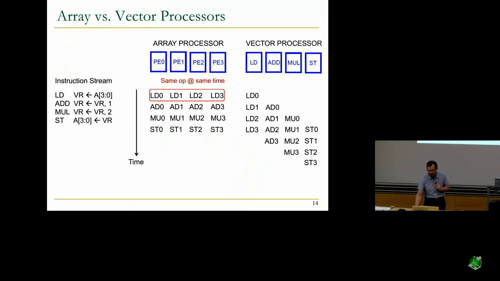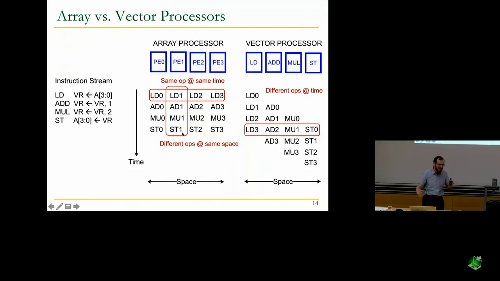If you look at these two processors, in the array processor, you're doing the same operation at the same time. In the vector processor, you're doing different operations at the same time. That's how you're exploiting the parallelism. And if you look at space, meaning processing elements, in the same space you have to be able to do different operations, or you should provide space to be able to do different operations. In the vector processor, you're doing the same operation at the same space.